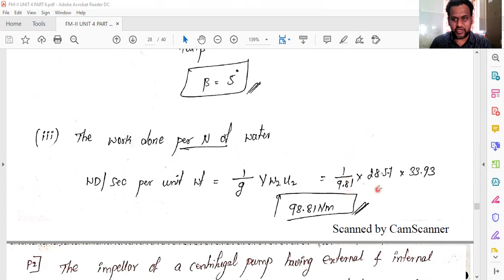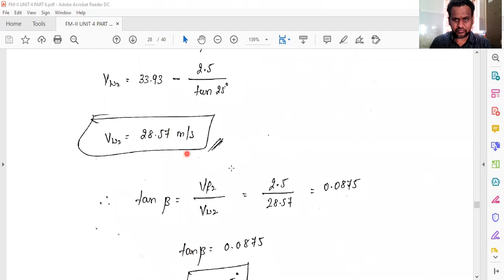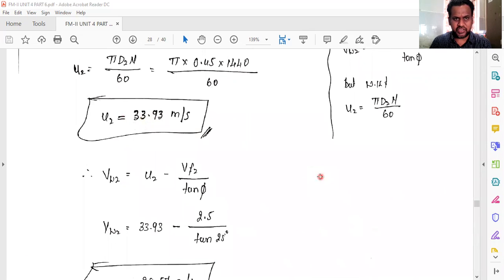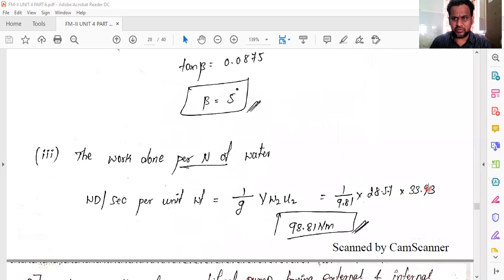1 divided by 9.81 into 28.57, that is VW2 calculated here, and also U2 was calculated above, 33.93. You will get 98.81 Newton meter. That is work done per second.